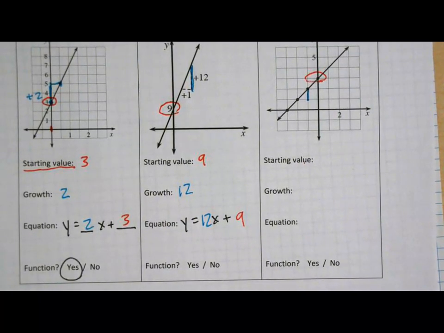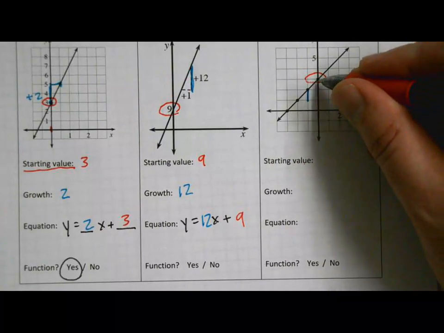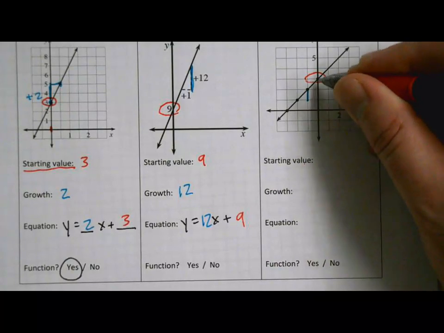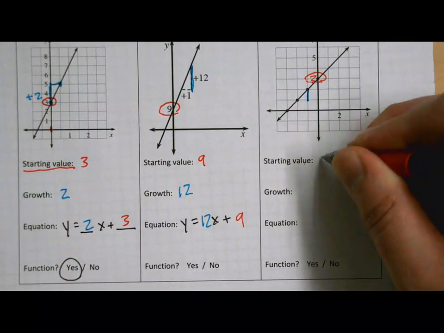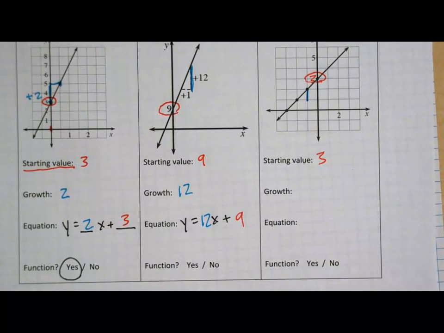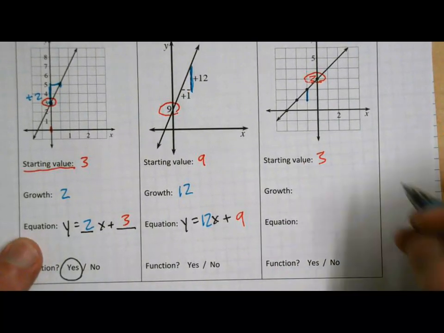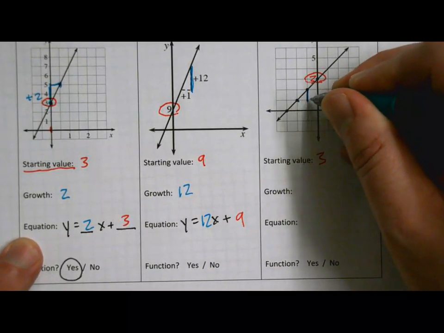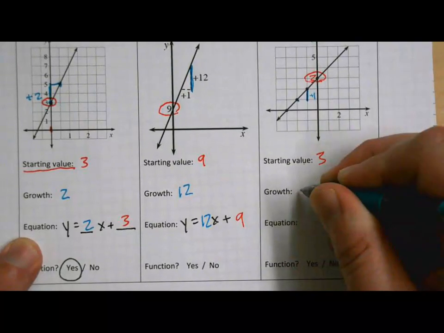Nice. All right, starting value this time around is this y value. It's not labeled, but I can see we're going 0, 1, 2, 3, 4, 5. This is at 3, so my starting value is 3. And then my growth, again, I've got to kind of count, but how much am I moving in the y direction from one point to the next? I'm going up by 1. So my growth is 1.